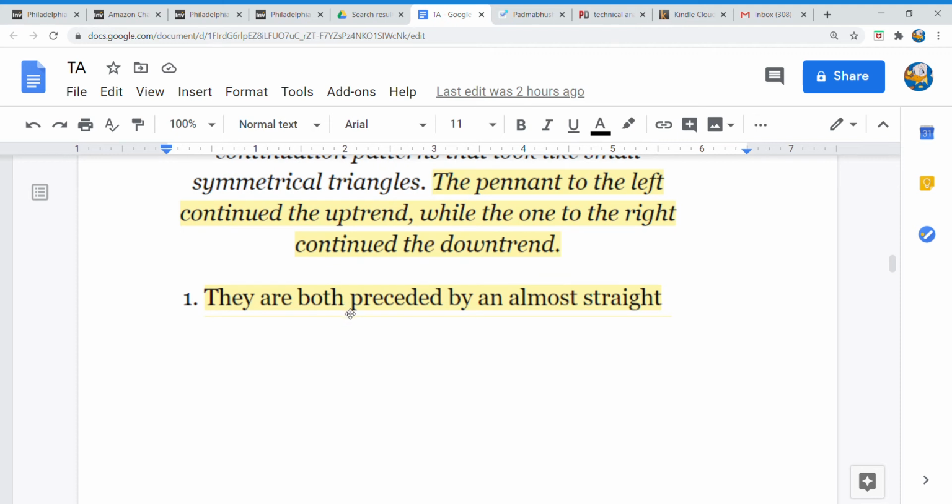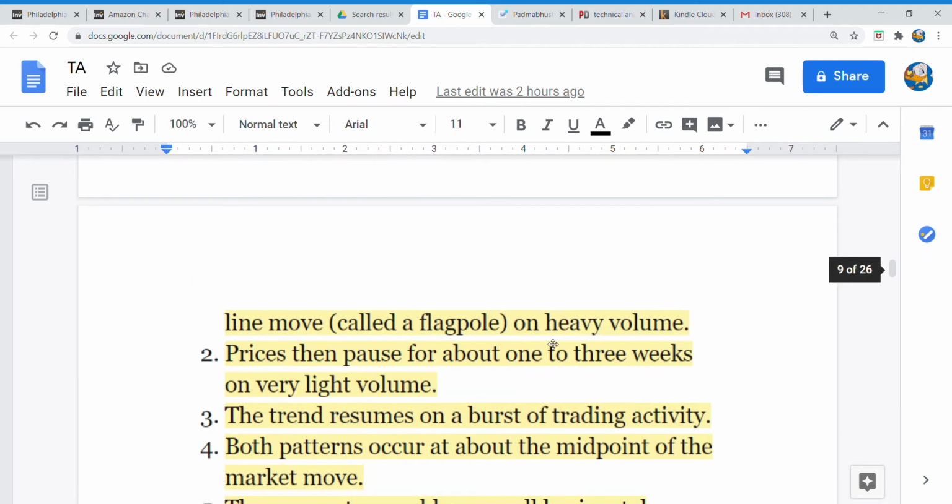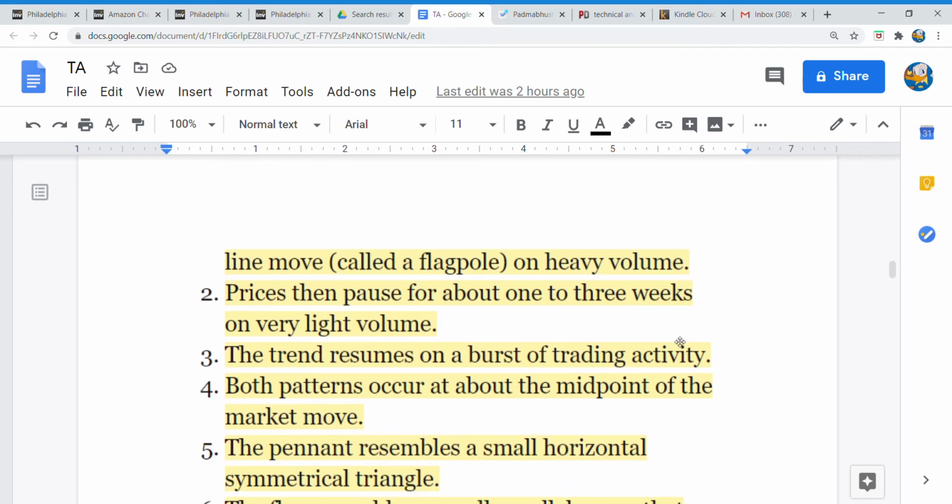They are both preceded by an almost straight line move called a flagpole on heavy volume. Prices then pause for about 1 to 3 weeks on very light volume.